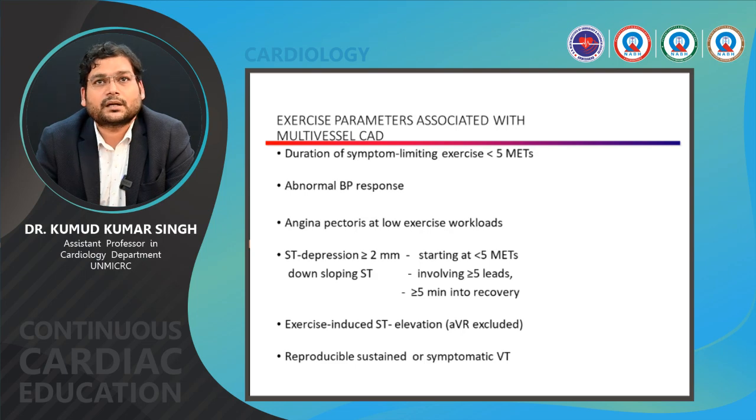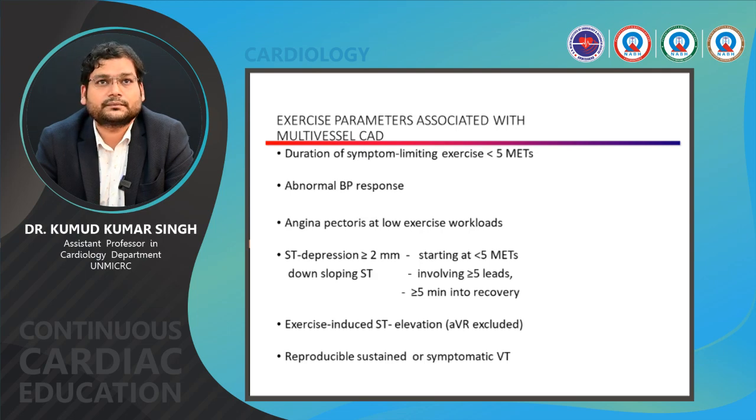So, exercise parameters associated with multi-vessel CAD: duration of the exercise less than 5 minutes, an abnormal BP response, angina pectoris at low exercise workloads, or ST depression more than 2 mm that is downsloping, starting at less than 5 minutes, involving more than 5 leads, and running more than 5 minutes into the recovery period. Also exercise-induced ST elevation in all the leads except aVR, and reproducible sustained or symptomatic VT.